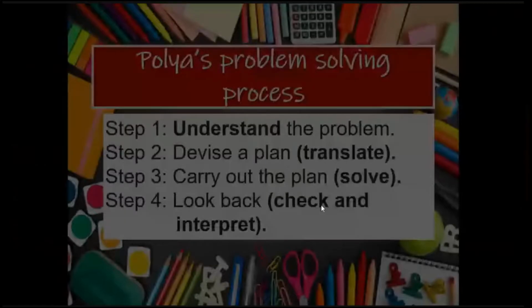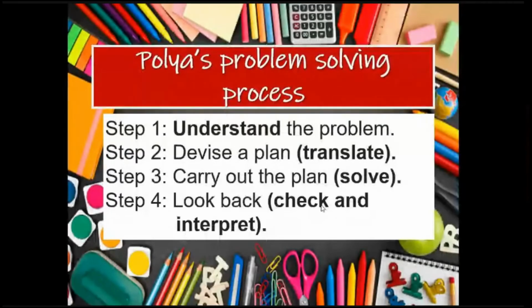Before we talk about the different problems that we had in our module, let us remember Polya's problem-solving process. According to Polya, step 1 is to understand the problem. Step 2 is to devise a plan or translate. Step 3 is to carry out the plan or solve. And the most important of them all is step 4, which is to look back and double-check our final answer. If it doesn't work, then we have to go back to step 2 and devise plan B until we are able to solve our problem successfully.